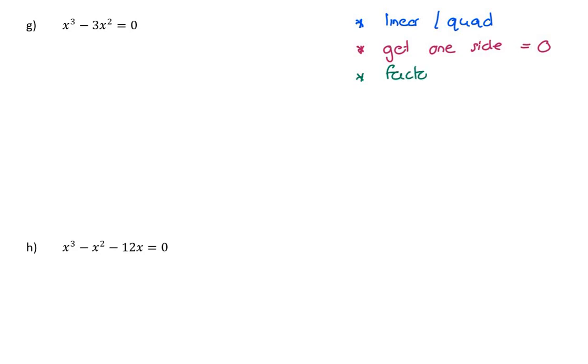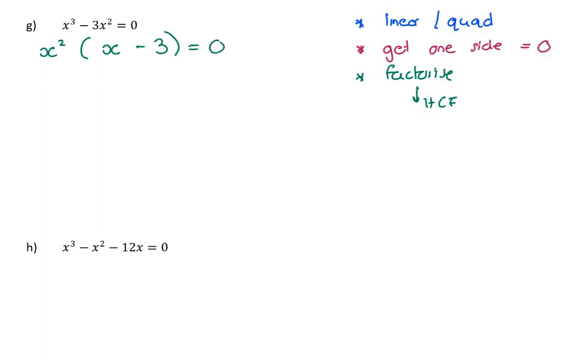So, let's factorize. Is there a highest common factor? And what do you know, there is? X squared is common. And that leaves me with x, because x squared times x is x cubed, minus 3 must be 0. So guess what?